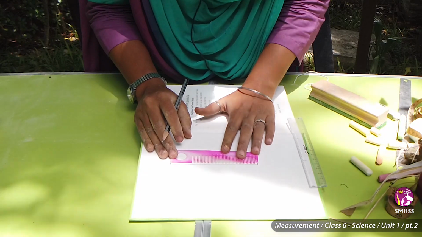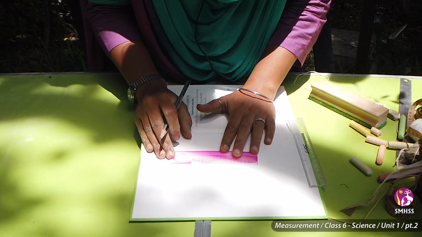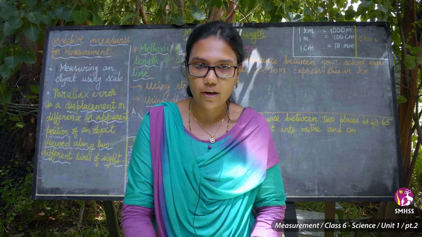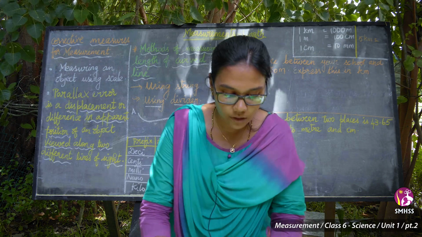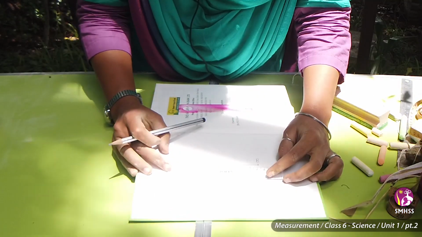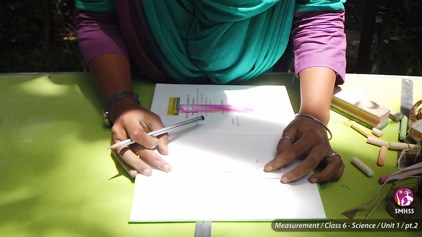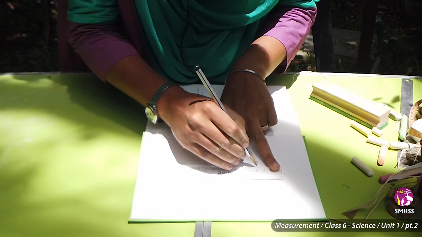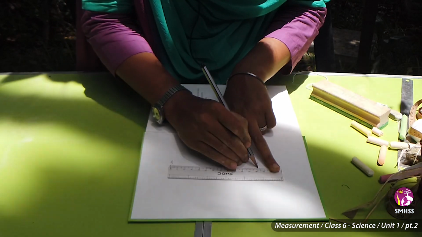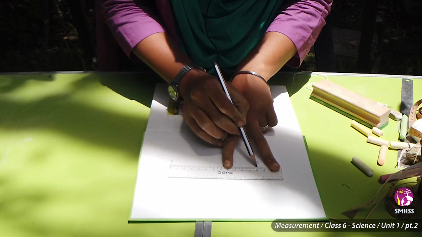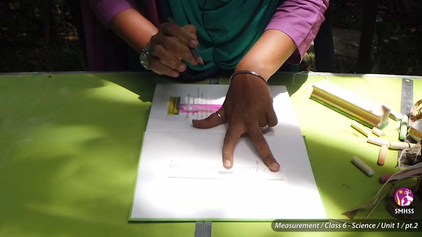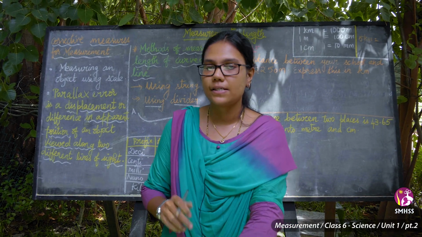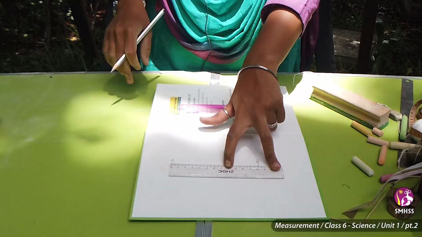Yes, the length of this comb is 12.1 centimeter. In that, 12 is the centimeter, 0.1 is the millimeter. Here we have 0 to 12, it ends here in between. 0 to 12 is in centimeter and the small marking is in millimeter. So, 12 centimeter and 1 millimeter, we will call it 12.1 centimeter.